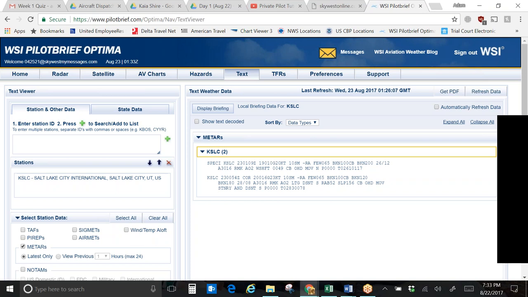Then the temperature is 26 degrees Celsius, and then 12 degrees is the dew point. Altimeter 30.16. And then that remark, AO2, just means that it came from an automated source. And then those remarks: wind shift to 0049, cumulonimbus overhead moving north. That's all that all of that means.